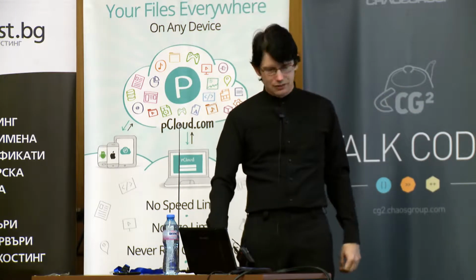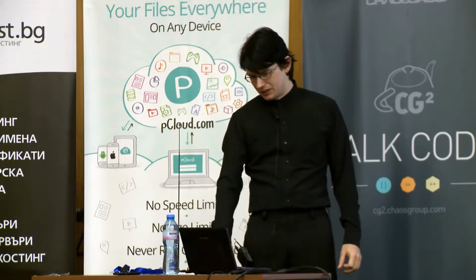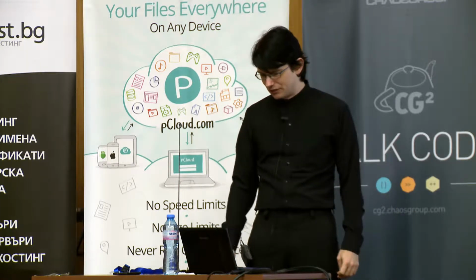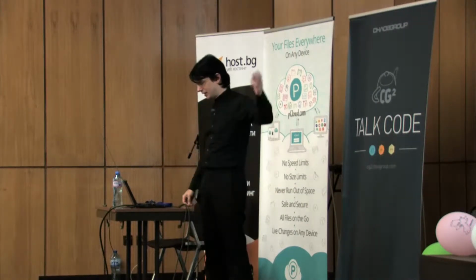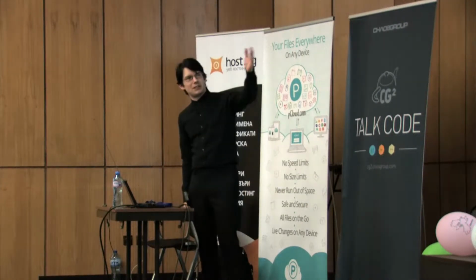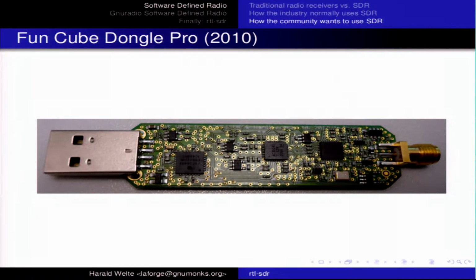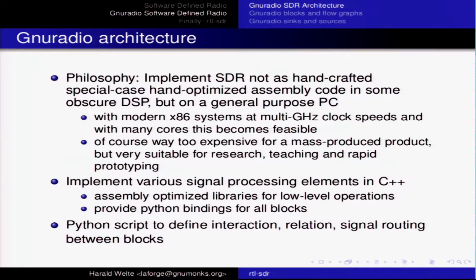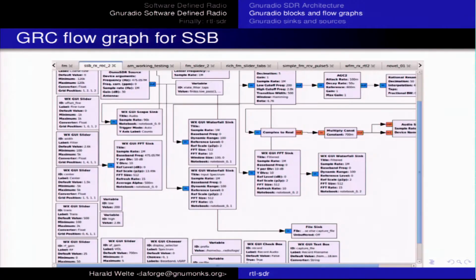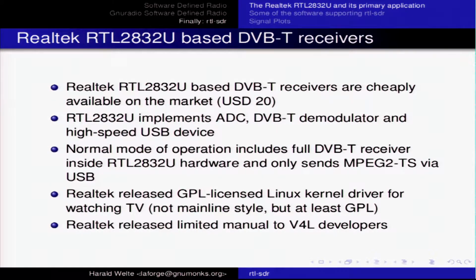And the hardware design and the firmware are proprietary, which of course makes it less interesting for open source enthusiasts. So that's a picture of that device. It's a USB device that you can plug in and you can connect an antenna. Okay, so I'm going to skip some more slides about GNU Radio and so on, and get finally to the RTL SDR, which is the main topic of this presentation.